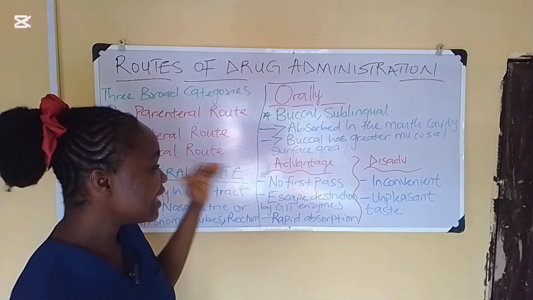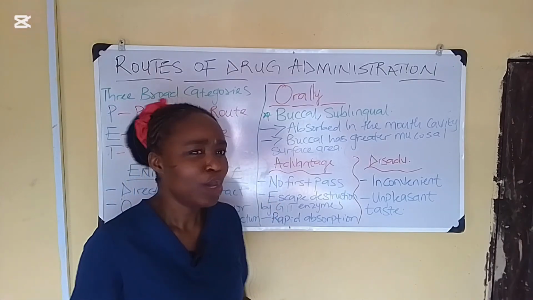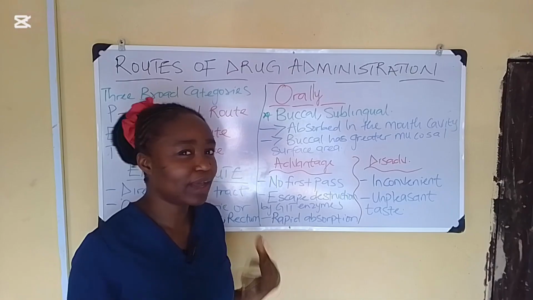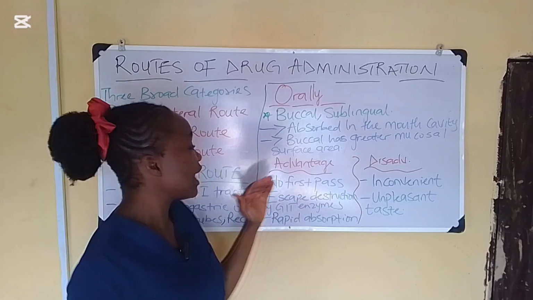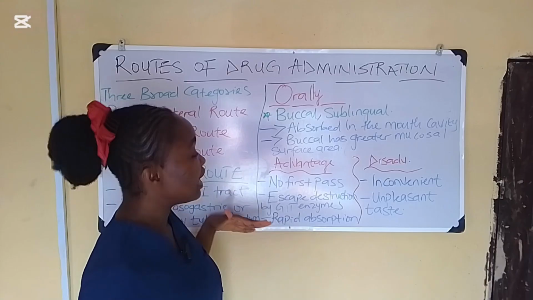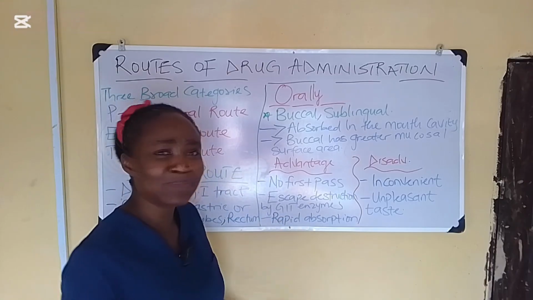Secondly, they escape destruction by the GIT enzymes. We already know that a lot of enzymes are found in the stomach that help to destroy drugs even before getting to the liver. So it helps to avoid such mechanisms. And lastly, rapid absorption. But it has some disadvantages.